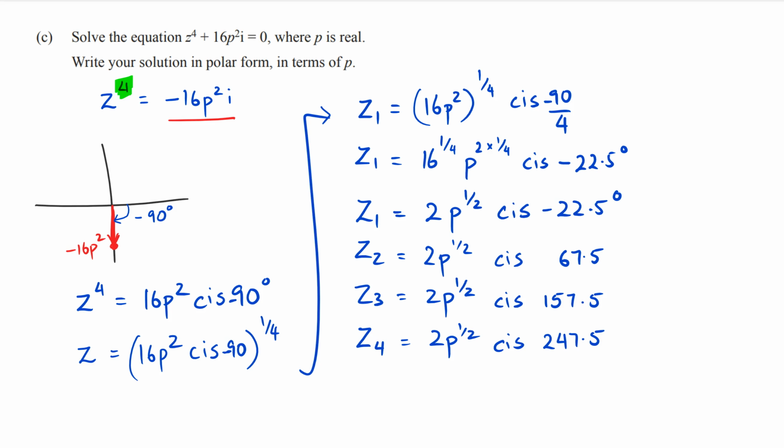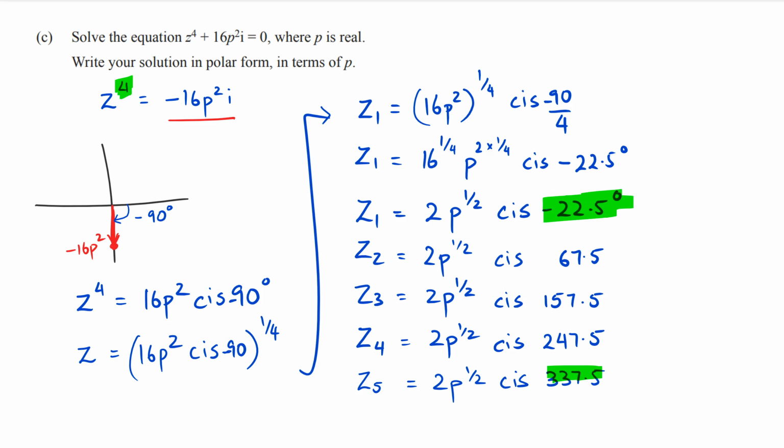And I'm just going to check the answers there. I just want to show you guys what if we do one more, right? Like let's say if we go to the 5th solution, we're going to get 2p to the power of half cis 247.5 plus 90, which is going to be 337.5. But here's the kicker.